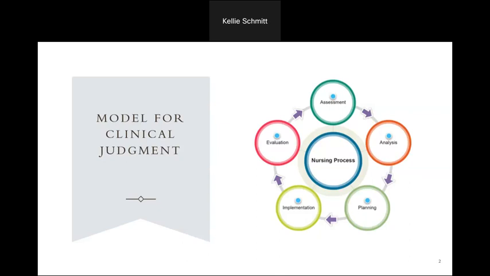As you can see, the nursing process utilizes 5 sequential steps: assessment, analysis, planning, implementation, and evaluation. Today's lesson will solely focus on assessment.